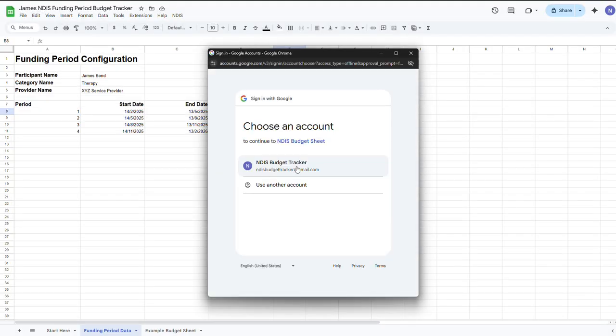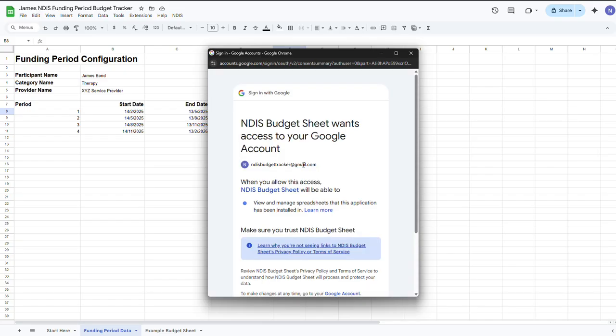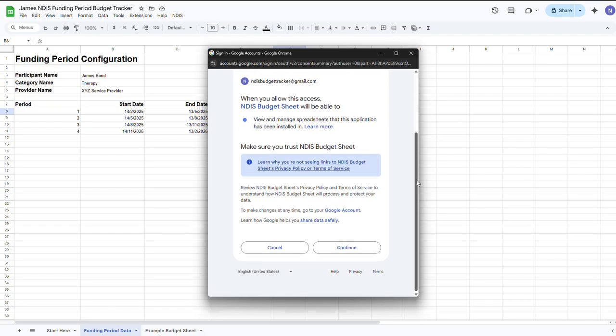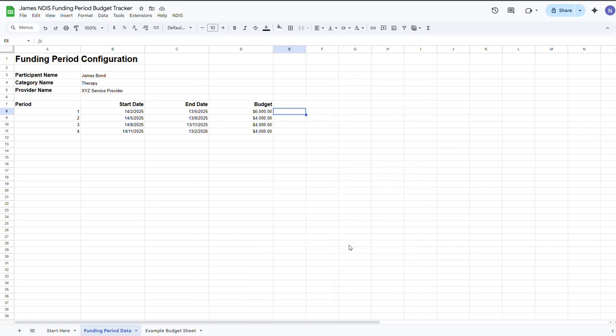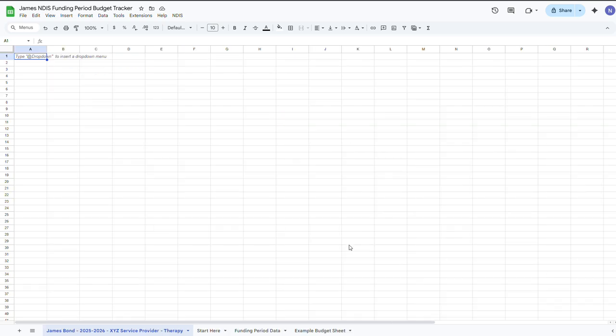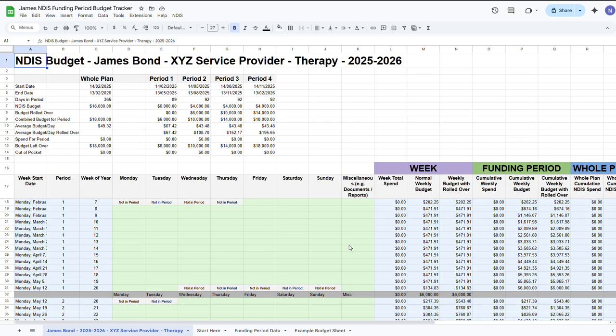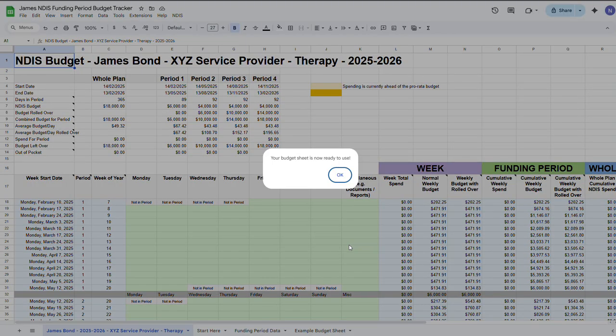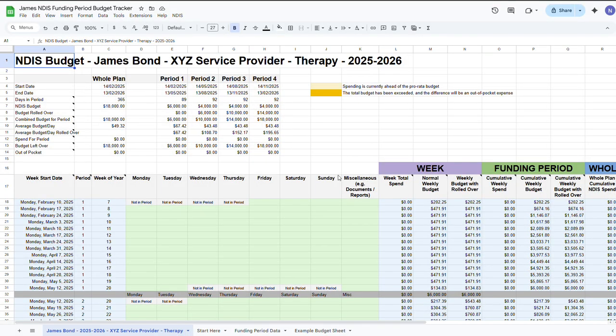And then I'm going to choose the Google account which is running it. And then it comes up and it tells me that this particular script has access to this sheet. And so then I click on continue. And then what will happen is behind the scenes, the script is going to run and it's going to create this sheet for me. And you can see it already creating the sheet. And it now says my budget sheet is ready to use. So it probably takes maybe 10 or 20 seconds to create.